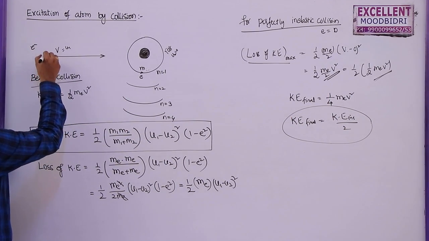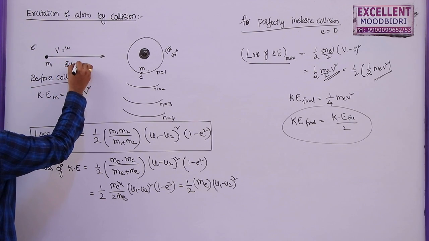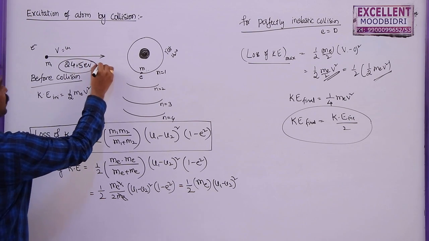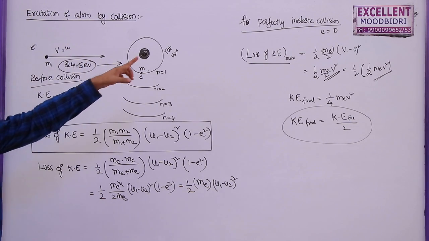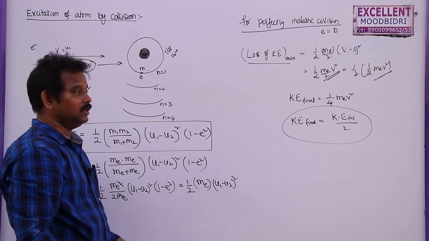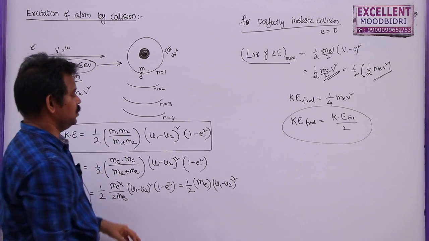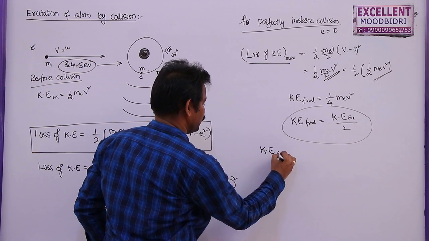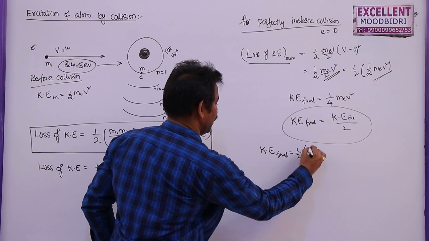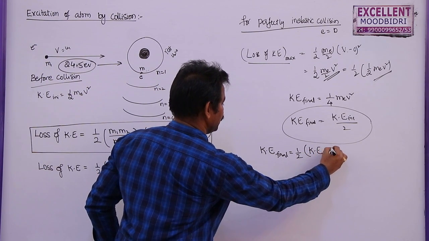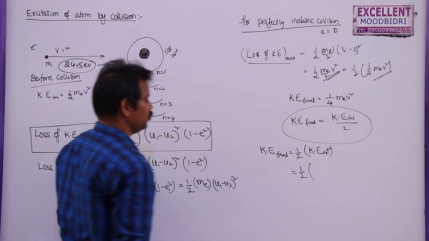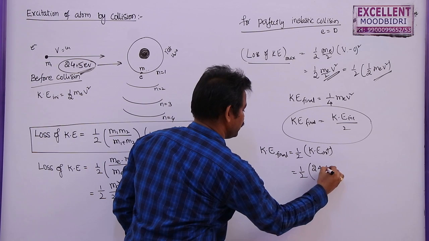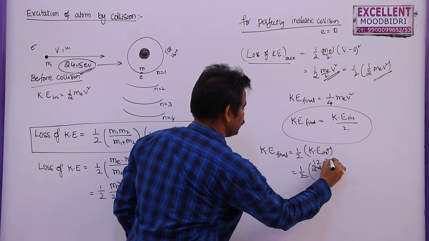It is given that this electron, which has 24.5 electron volts of kinetic energy, strikes this one, and the collision is perfectly inelastic. What is the effect of this collision? Due to this effect, the final kinetic energy is equal to half of the initial kinetic energy. So this is half into the initial kinetic energy, which is 24.5. So this is 12.25.